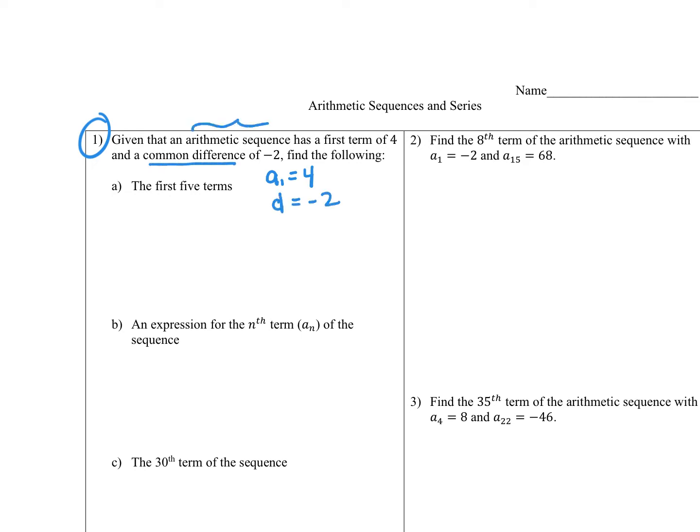Since it's arithmetic, we know that it adds that same number over and over again. So for the first term, well, we already know that. We want to find the first 5, so I'm going to use the notation A2, A3, A4, A5.